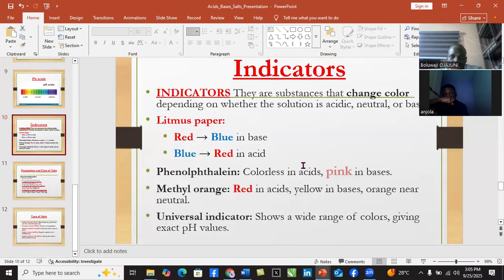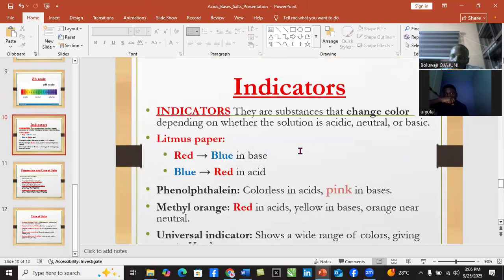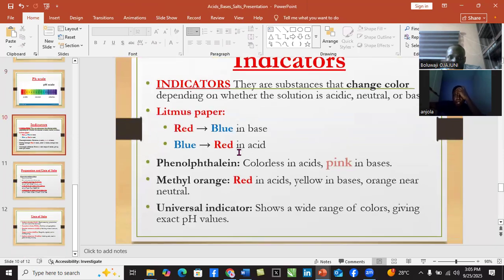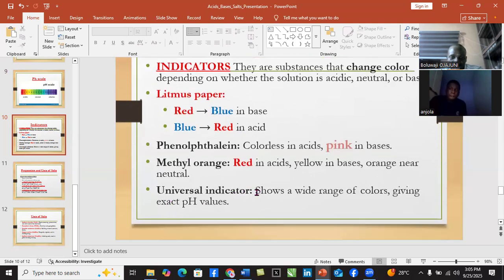Then we look at indicators, which are the substances that we use to test for the acidity or the basicity of a solution. Litmus paper turns from red to blue in a base, and blue to red in an acid. Phenolphthalein is colorless in acid, pink in base, and methyl red in acid, like that. Then universal indicator shows a wide range of colors giving the pH.